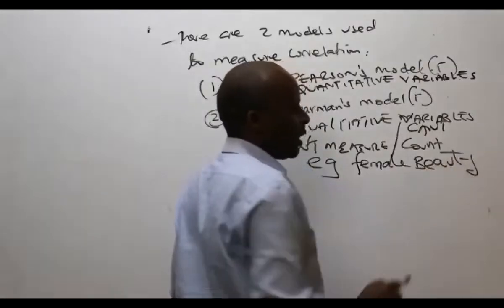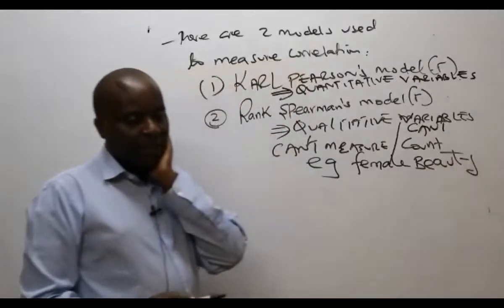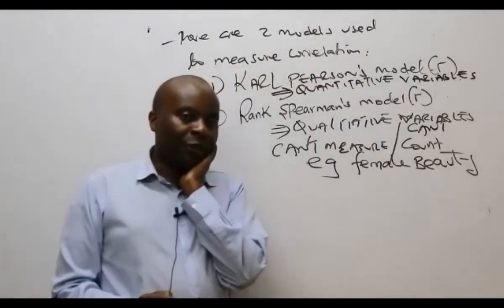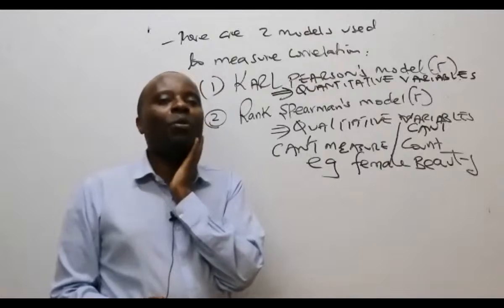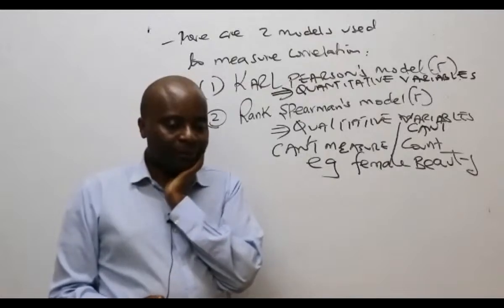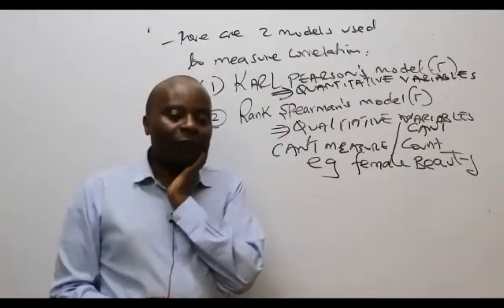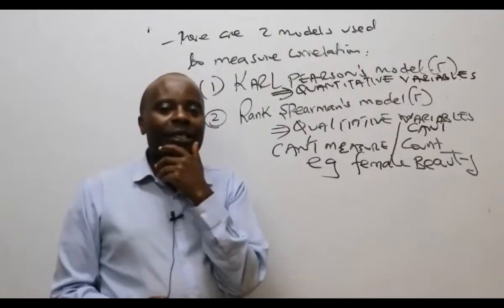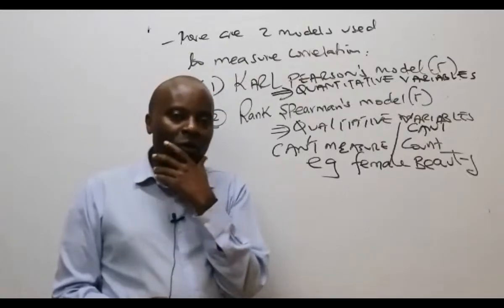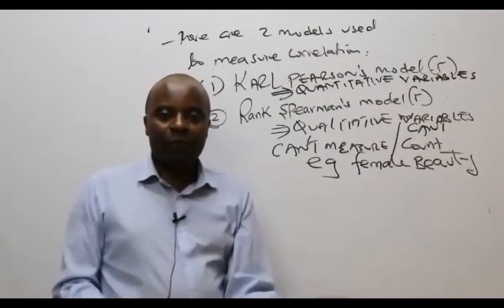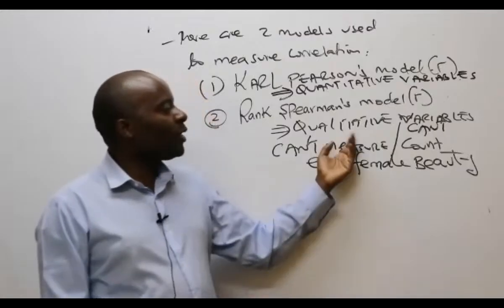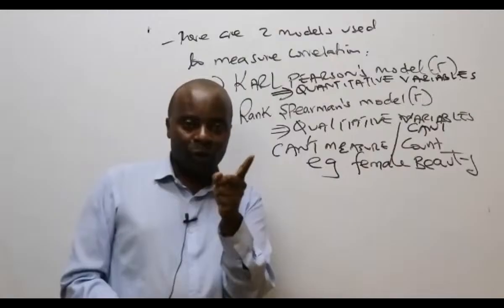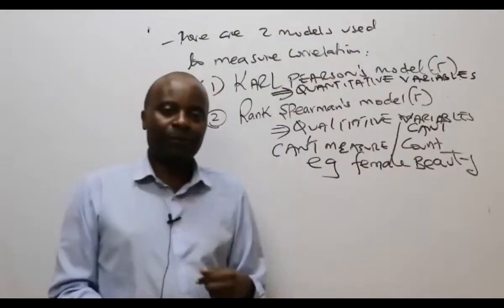Female beauty. Ladies and gentlemen, there is no way you'll be able to measure how beautiful a lady is. Impossible. So the gentleman here, Frederick, there is no way you can start telling us that my wife is 90% beautiful. No. These are qualitative variables. And that is where all qualitative variables are what here? They are subjective.